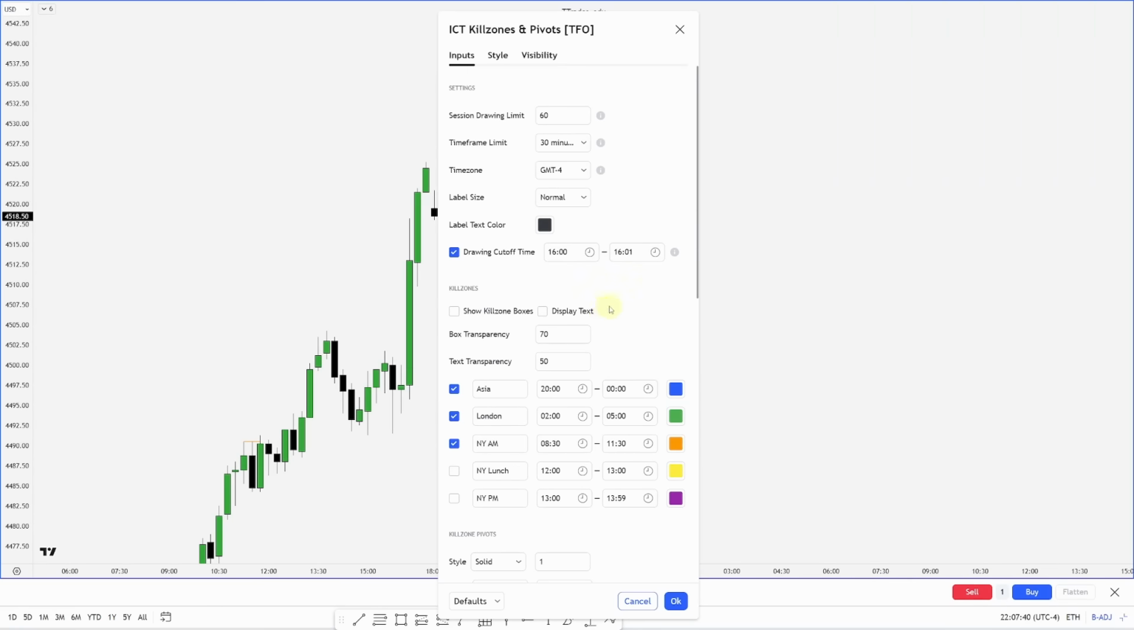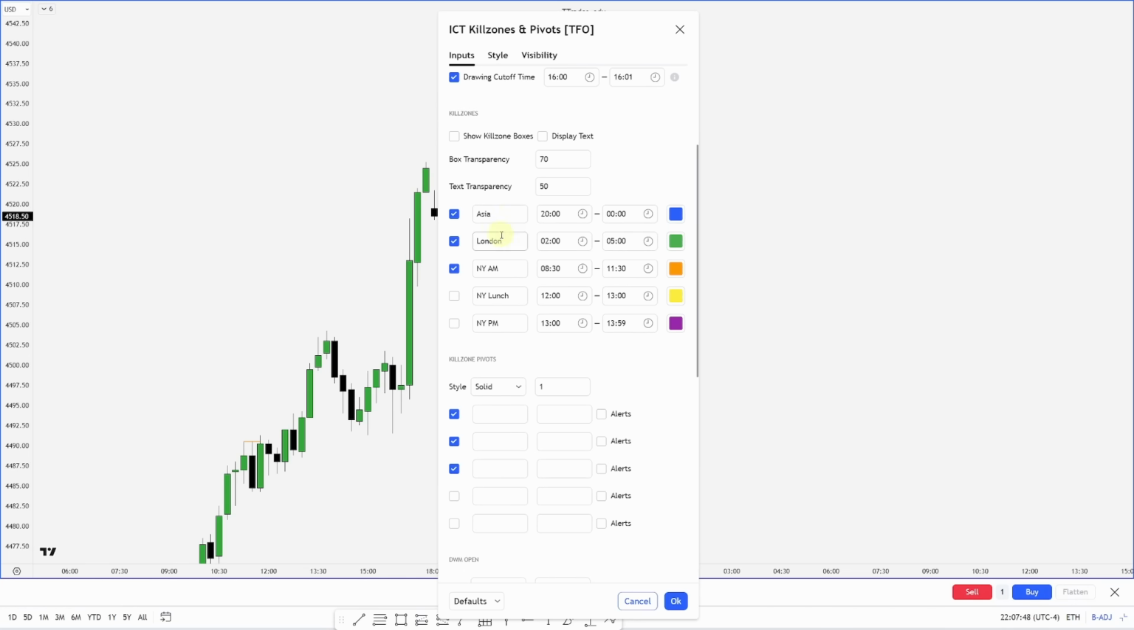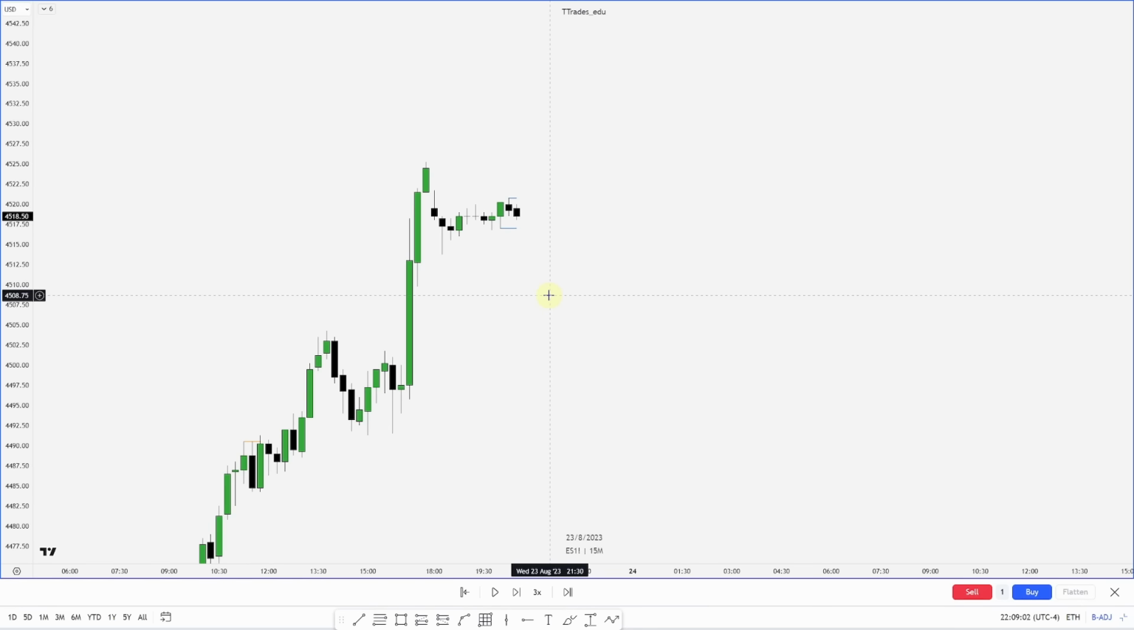So in this example, I'm going to be using TFO's ICT kill zones and pivots indicator, and these are the settings I have for them. I have selected Asia, London, and New York AM with the times listed, and then I have my pivots marked off with no text to keep it clean. What I'm going to focus on is the displacement or lack of displacement out and around these areas.